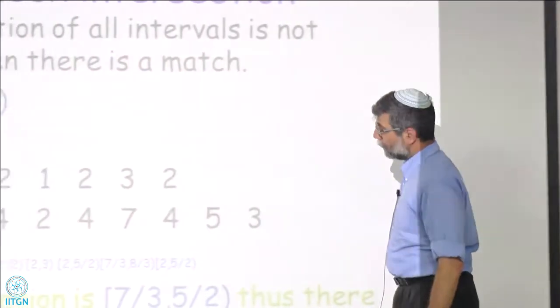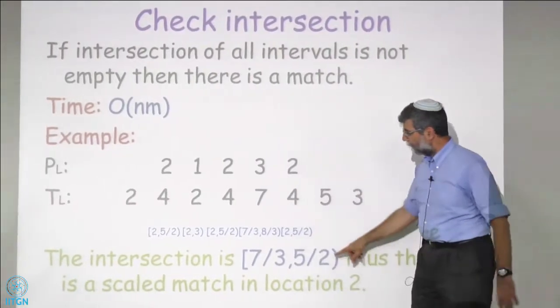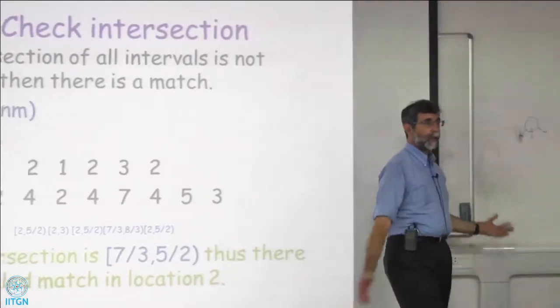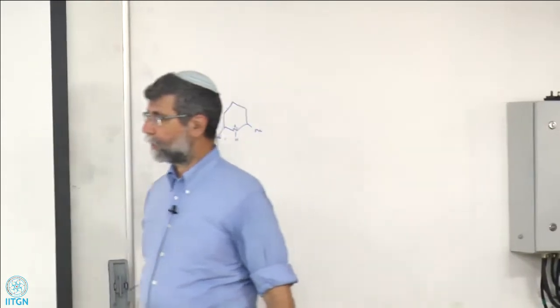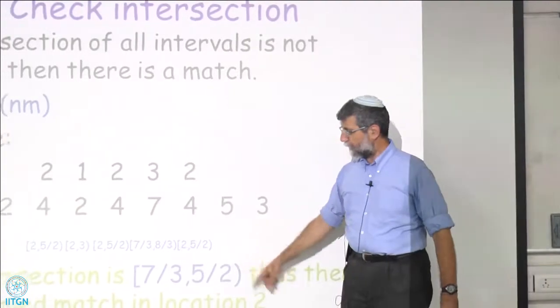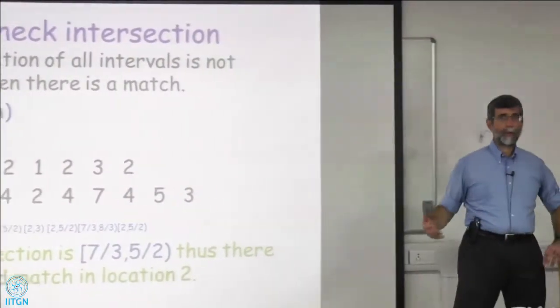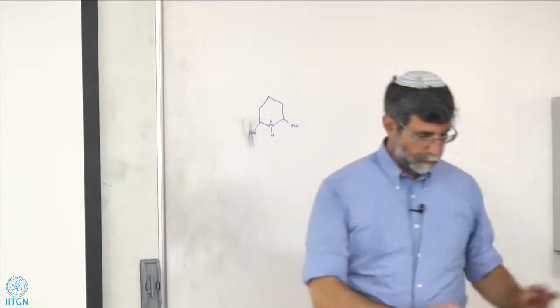So these are our intervals for the second location. And then we're going to take every single one of these and check the intersection. And it turns out that the intersection 7 over 3, 5/2 actually appears in all of them. So yes, there is a scaled matching in location 2. And any real number greater than 7 over 3 and less than 5/2 would be a good scaling factor. Okay, so that's a naive algorithm. It's very simple. It's very nice.